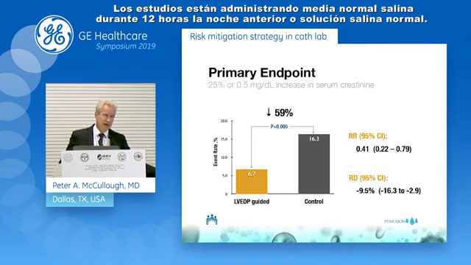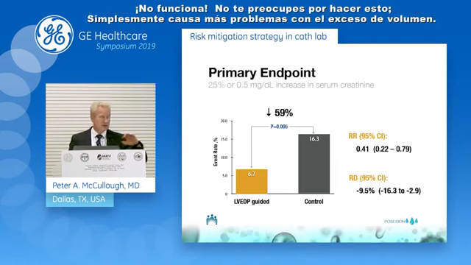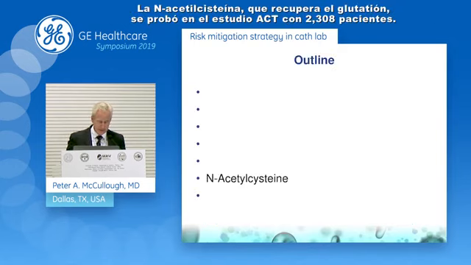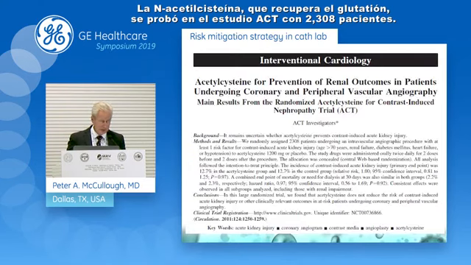Studies of giving half normal saline 12 hours overnight or normal saline, that doesn't work. Don't bother doing that. It will simply just cause more problems with excess fluid administration. It's very short-term, and it's probably just forcing a bit of a diuresis, a saline diuresis, and getting some contrast out through the urine. N-acetylcysteine, which rejuvenates glutathione, was tested in the ACT trial.